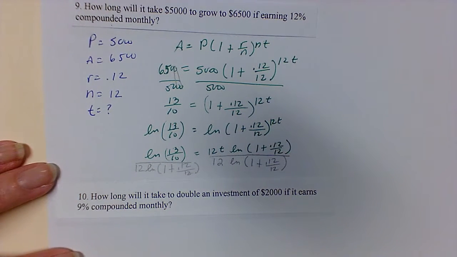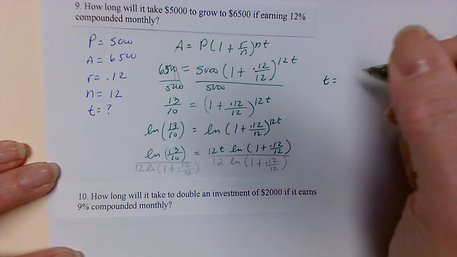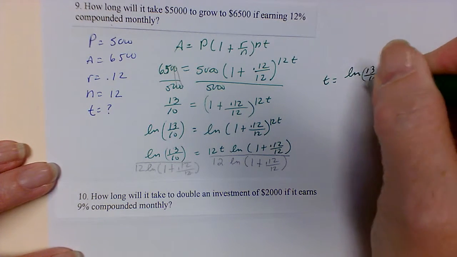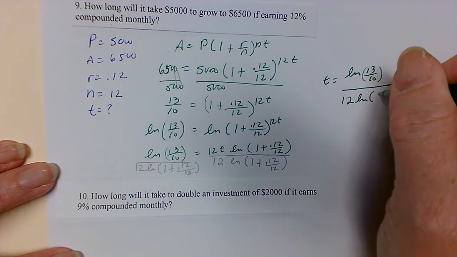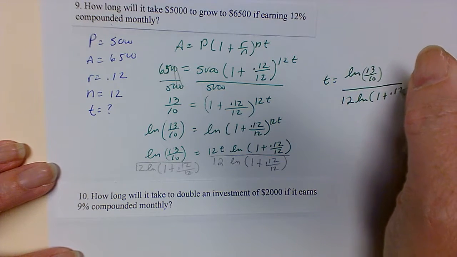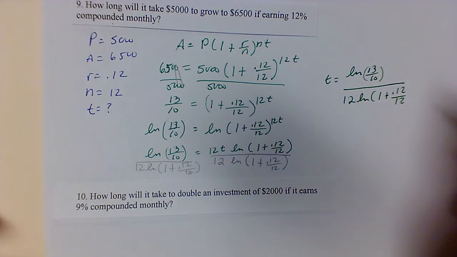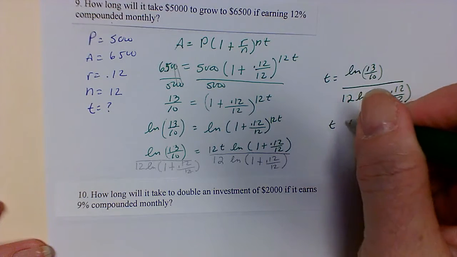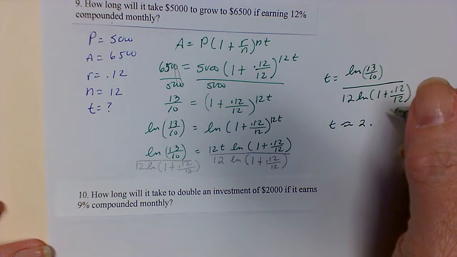All right, so everything's going to cancel, that tells me that my t is equal to the ln of 13 over 10 divided by 12 times the ln of 1 plus 0.12 divided by 12. So that's going to tell me that my t is approximately equal to 2.197.